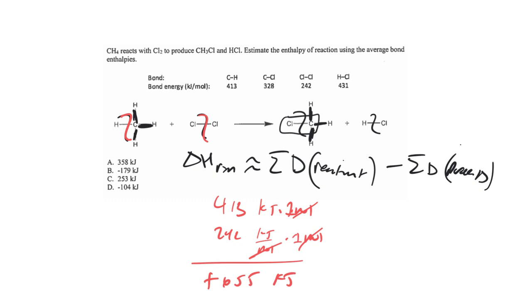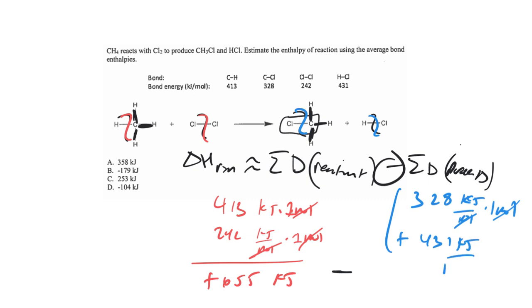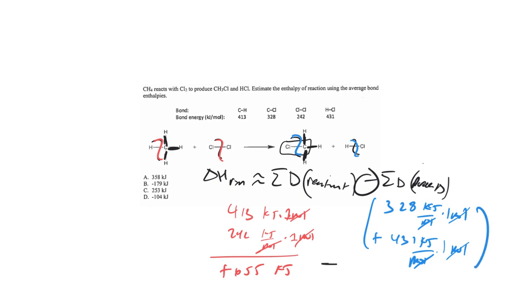And then we're going to subtract the bond enthalpy of the products. And so we're going to sum up the products' bond enthalpies. So think of how much energy it would take to break this bond and this bond. Breaking those bonds, carbon chlorine is 328 kJs per mole times 1 mole. And then plus the other bond, 431 kJs per mole times 1 mole as well, so the mole cancels. Summing these up, those are equal to 759 kJs.